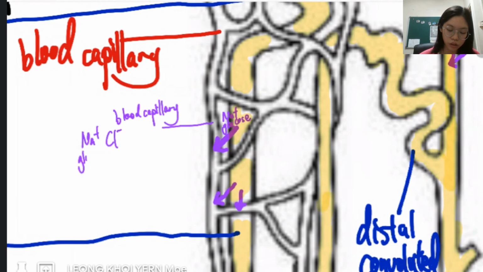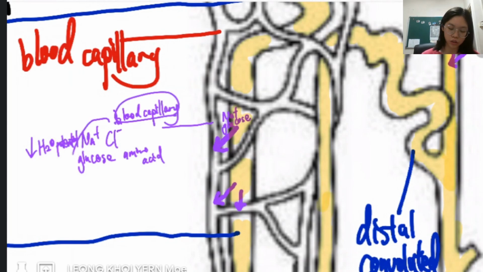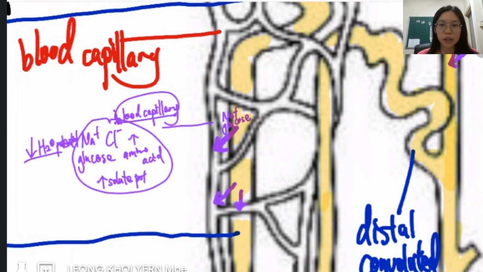Now you have a lot of glucose, amino acid, and other dissolved substances in your blood capillary, which means you have a lower water potential. Because now your blood capillary consists of a lot of sodium ions, glucose, amino acid, and so on, it has a high solute potential but low water potential. So can you imagine what happens to your water? Water will move from a high water potential to a low water potential.